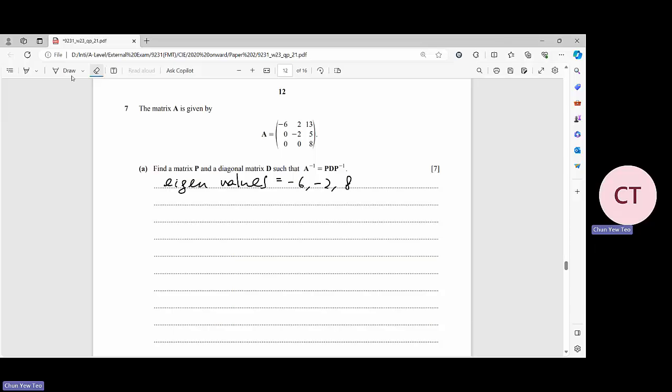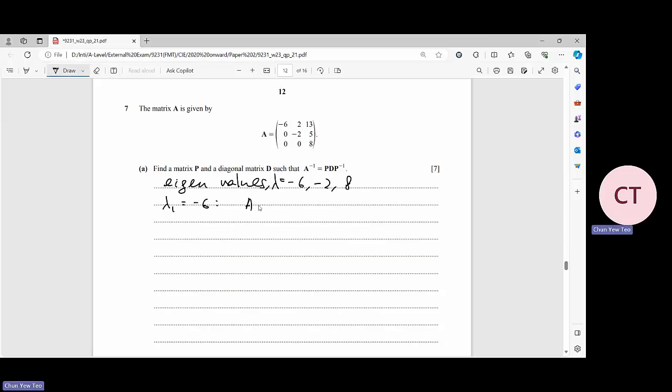So I will call the eigenvalue lambda. I will use the symbol lambda to represent them. So when lambda 1 is -6, then I need to find the eigenvector, the non-zero solution.